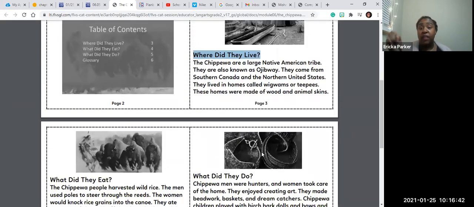So they told us where they live, what they eat, what they do. Okay. They gave us three things. I want you to think about the author. What is the author trying to tell us? What is the point of him writing about the Chippewa people? So think about that.